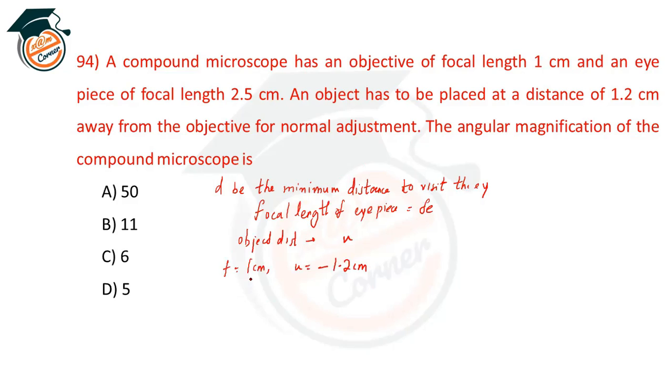So we have 1 by V minus 1 by minus 1.2 equals to 1 by 1. That is, 1 by V minus 1 by U equals to 1 by F. So we find the V value, which is equal to 6 centimeter. Okay. Now we know that we have to find the angular magnification.